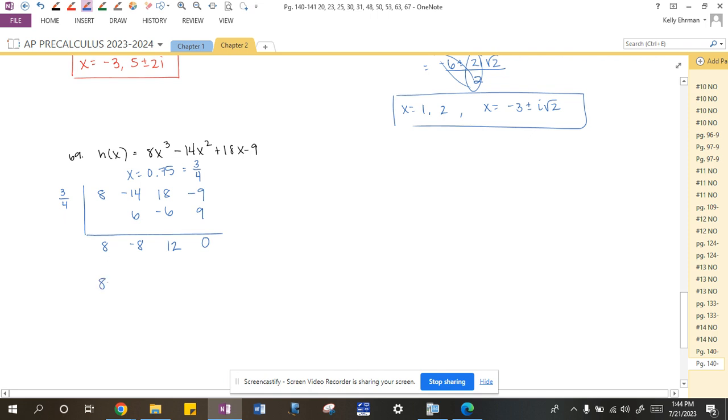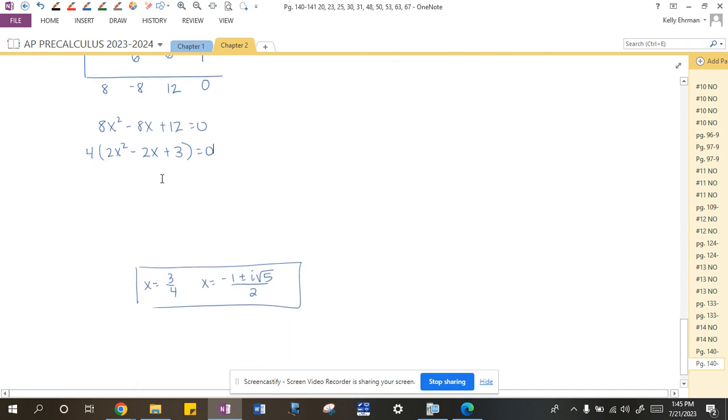This is now 8x squared minus 8x plus 12 equals 0. You can take a 4 out of that. Taking a 4 out does not help this to be factorable. It shows me that it's not factorable a bit more easily than I would if I were trying to figure out combinations of factors of 8 and 12. So there's that. You can divide the 4 away because we're just finding zeros.